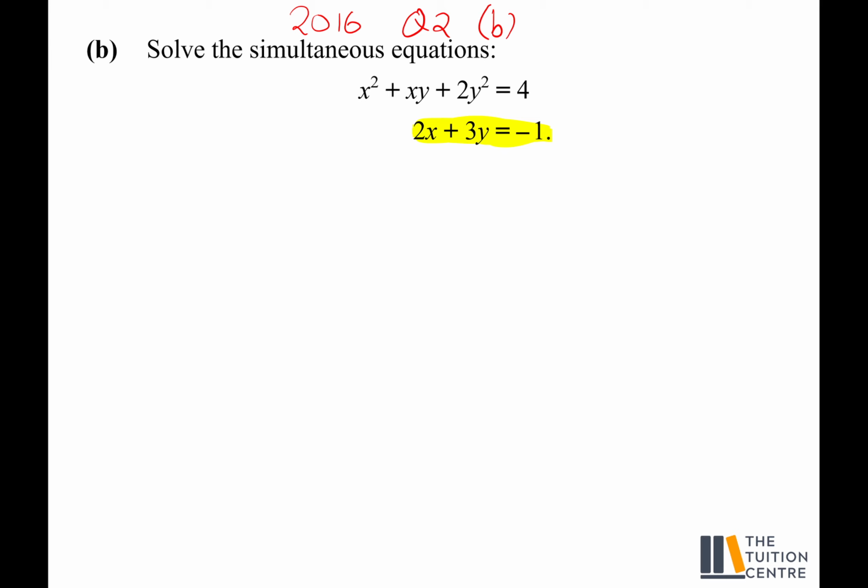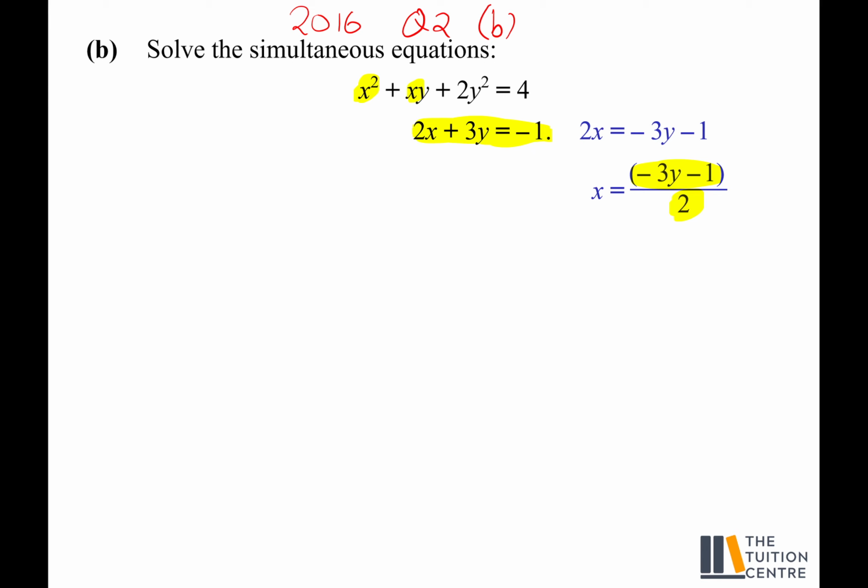You can isolate x or isolate y. I'm going to isolate x just so that I'm dividing by a 2 rather than a 3. Tiny difference, but you might as well go for the smaller number. So we end up with x equal to minus 3y minus 1 over 2. Now I'm going to be subbing that in for x here and here.